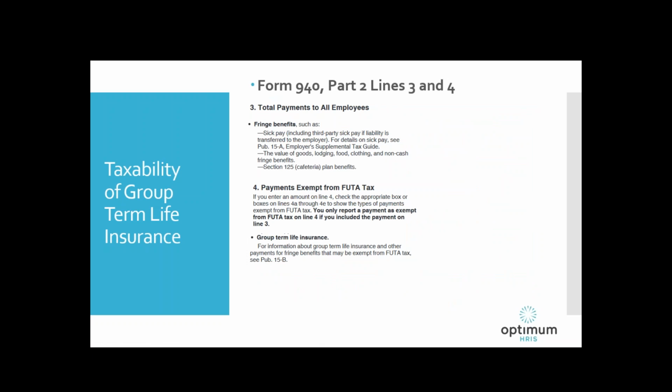For Form 940, Part 2, Line 3, you list total payments to all employees, and the instructions specify that you should include fringe benefits that are part of your Section 125 cafeteria plan. Line 4 is where you list payments that are exempt from FUTA tax, and group term life is specifically listed in these instructions.